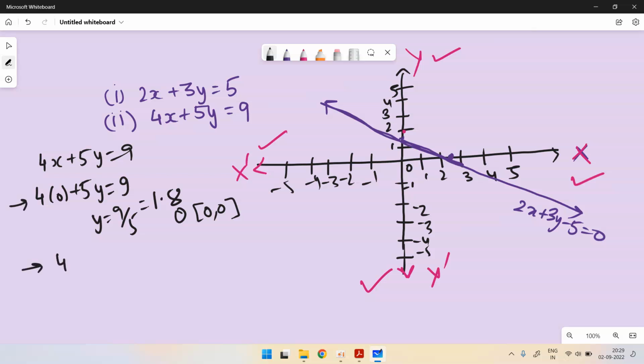Now if you plot the second point: I first took x to be 0, and next I will take y equal to 0. So 4x plus 5 into 0 equal to 9. So my value of x is 9 by 4, which is 2.25. So the next point will be 2.25, something like here. Now I join these two. Sorry, this is 2.25.